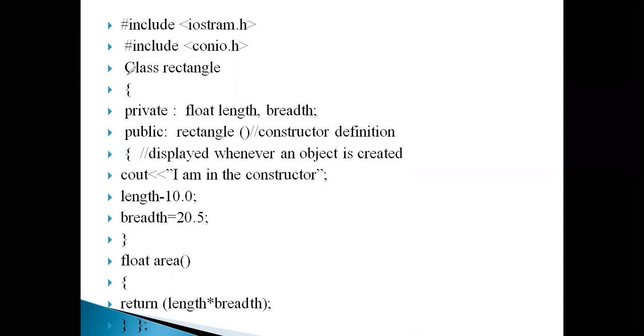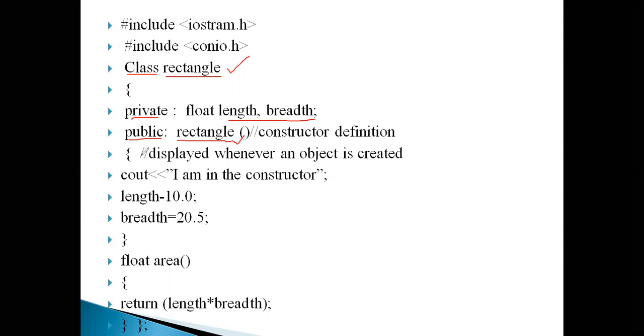Here I am defining a class with the keyword class, and the name of the class is rectangle. In the private section, I specify two data members, length and breadth. And in the public section, I am defining the rectangle constructor. Now look at this. The class name is rectangle and the function name is also rectangle. When both the class name and function name are the same, we call that a constructor.